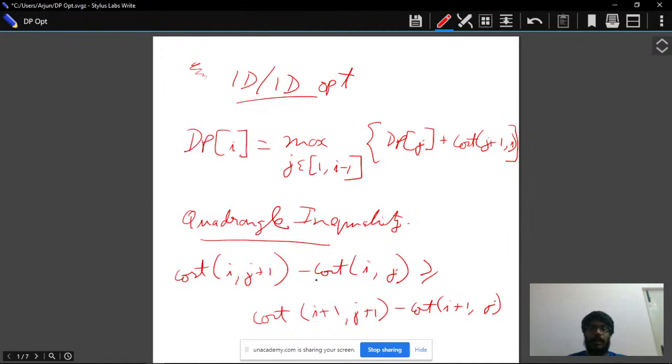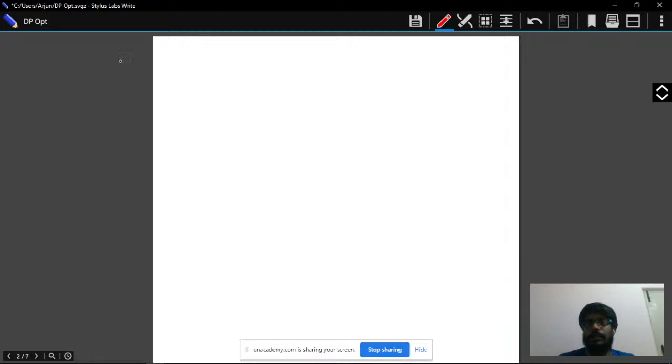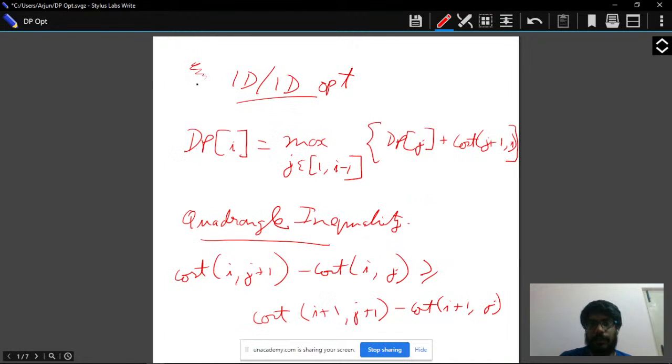And what does this give us? If the cost function satisfies this, then we get this nice property that the optimal place where I break for a dp is monotonic. Okay, so let me clarify exactly what I'm saying. We have the dp function: dp of I is max over j of dpj plus cost of I plus 1 to j. So whichever j gives me the maximum dp value, right?